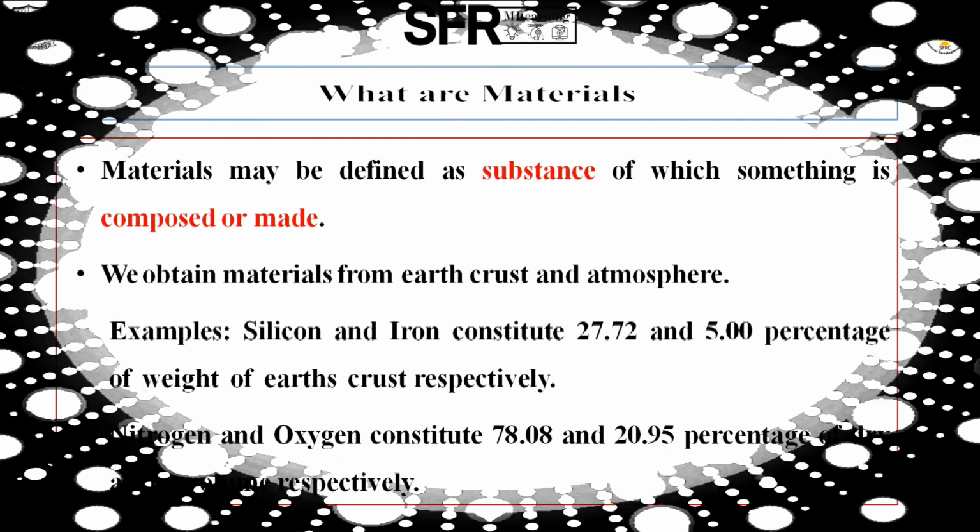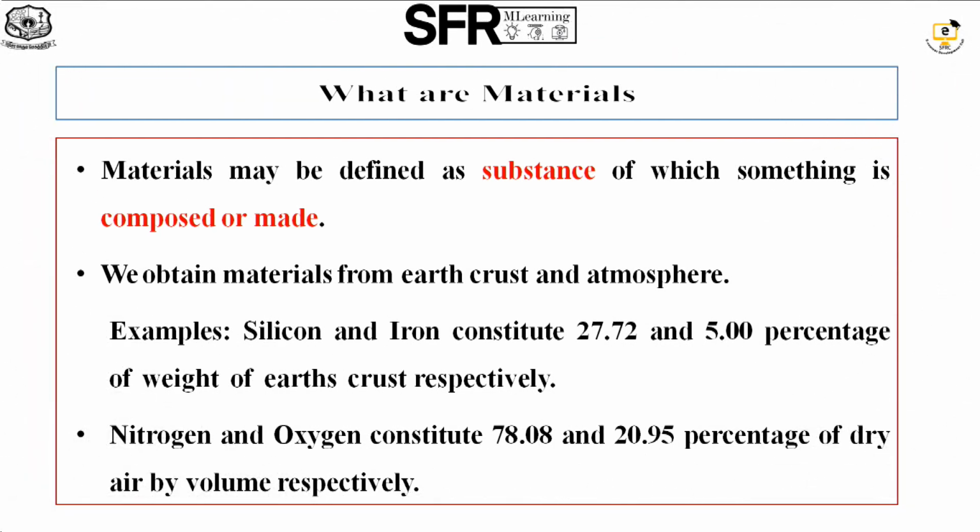Before getting into this topic, let us see what materials are. Materials are defined as a substance of which something is composed or made. We obtain materials from the earth's crust and atmosphere. Examples: silicon and iron constitute 27.72 and 5% of the weight of the earth's crust respectively, and nitrogen and oxygen constitute 78.08 and 20.95% of dry air by volume respectively.